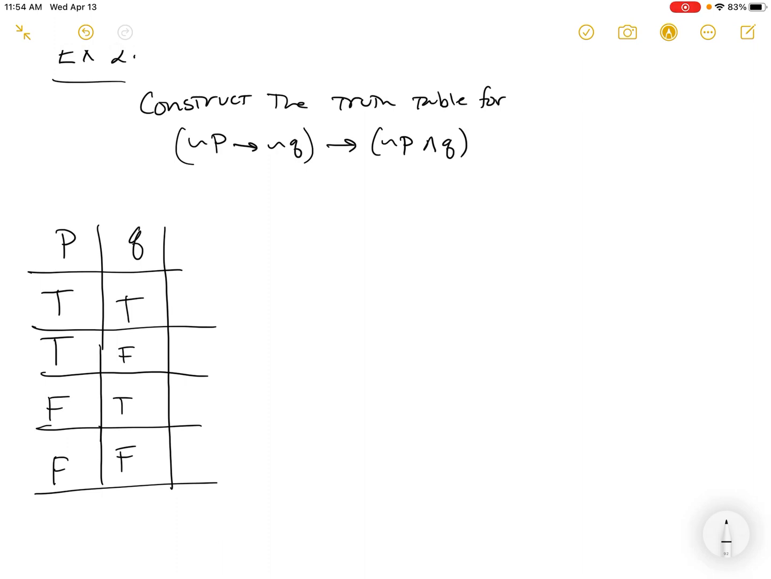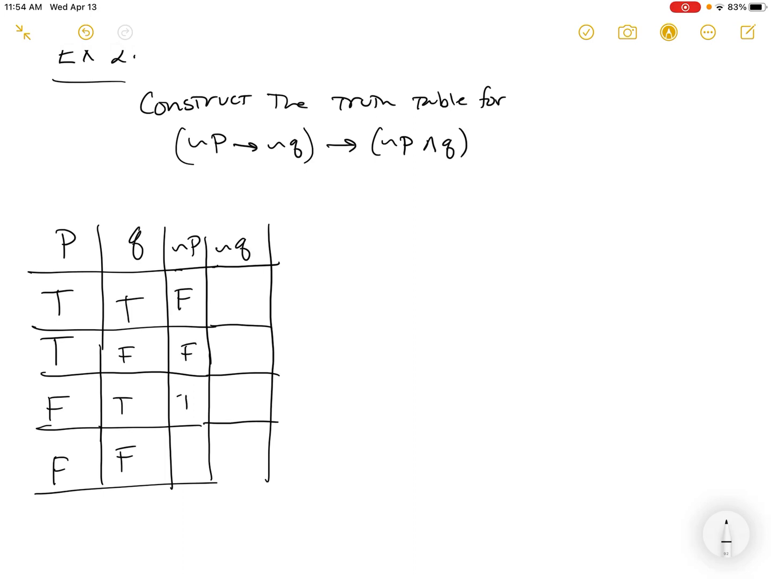As I go to work on the first one, I'm going to need to know the values of not P and not Q. So let me go get my not P and not Q. We know what we're going to do. We're just going to reverse these. So now not P is false, false, true, true. And not Q is false, true, false, true. And so we have this established.